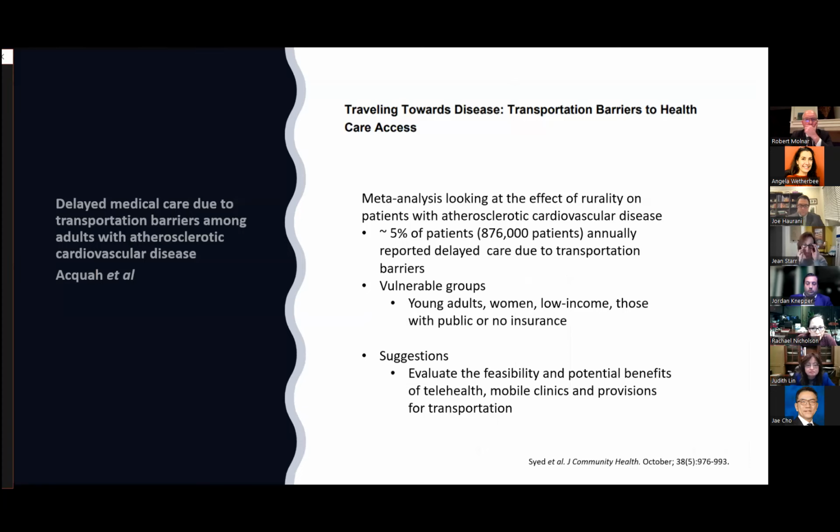Here's an example of a study of the effects of rurality on patients with atherosclerotic cardiovascular disease. The study looked at patients who had the all-encompassing diagnosis of atherosclerotic disease.